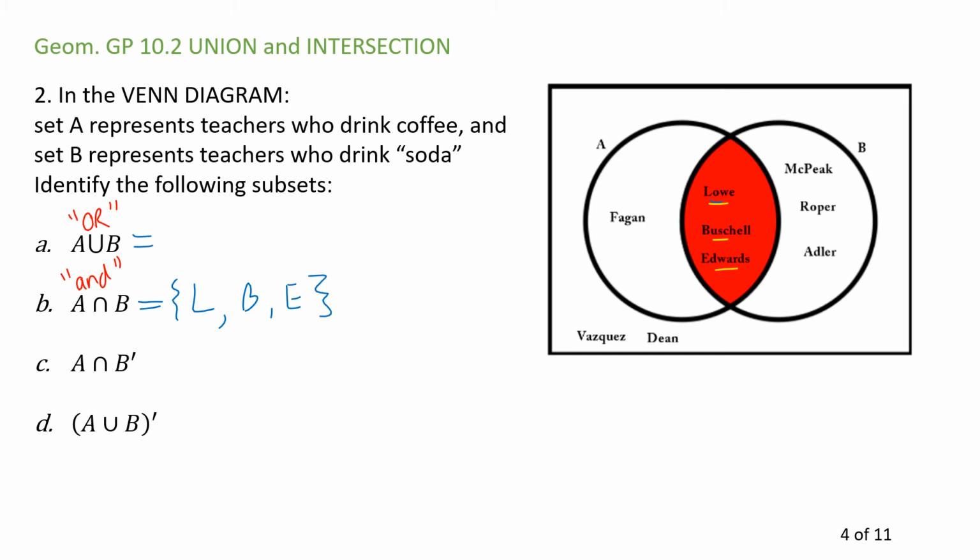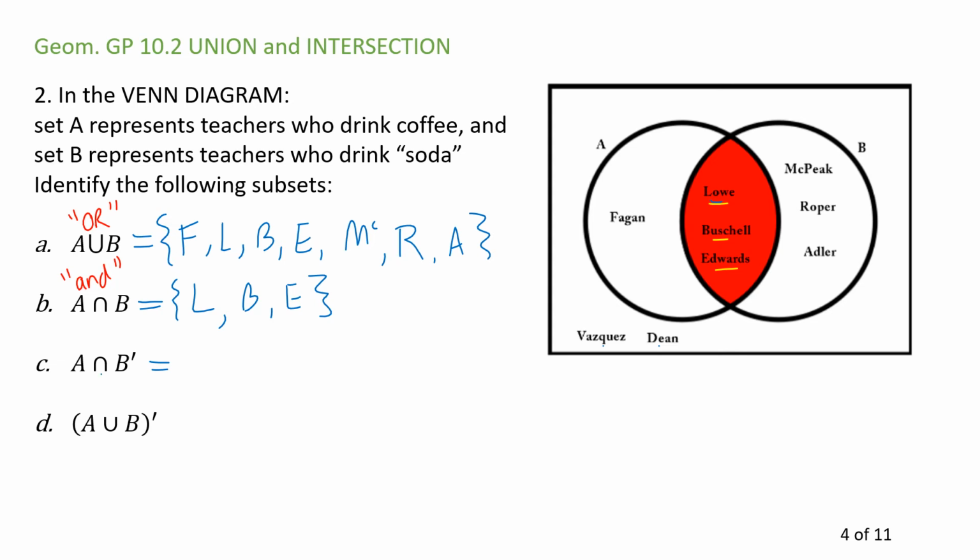How about people who drink either? This is people who drink something. They either drink coffee or soda. That's basically going to be everyone except these two who are not. Vasquez and Dean, I guess, drink just water. So I'm just going to list everyone that's in both circles. Fagan, Lowe, Bushell, Edwards, McPeak, Roper, Adler. Two of these people are not named the same anymore, and one of them is no longer with us.